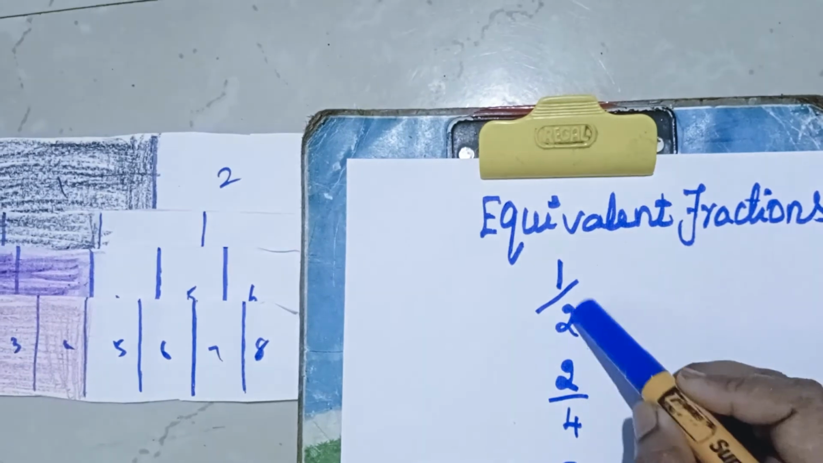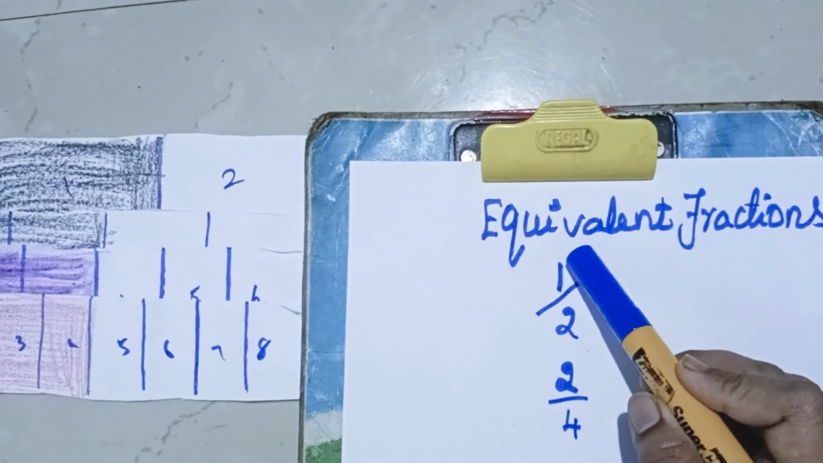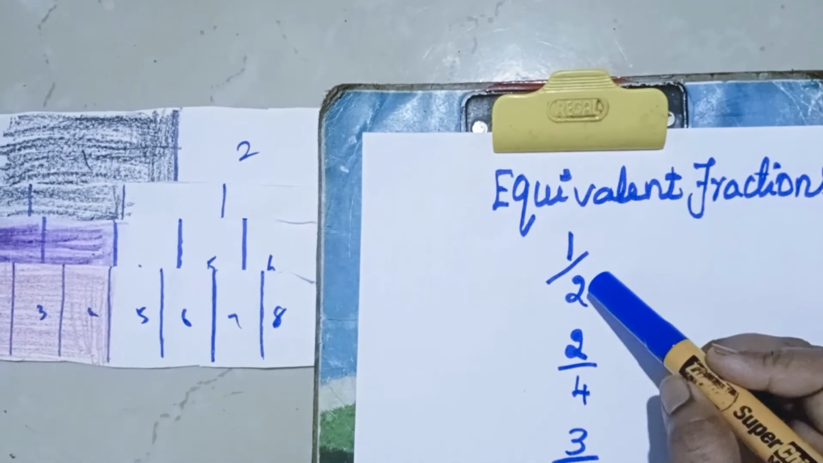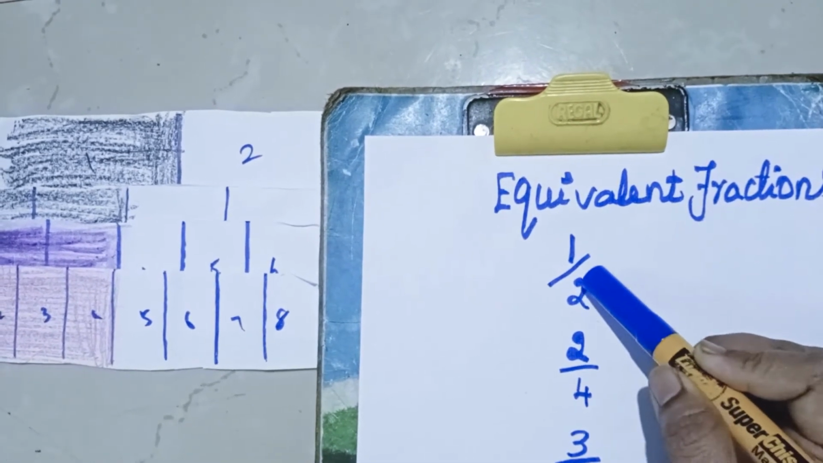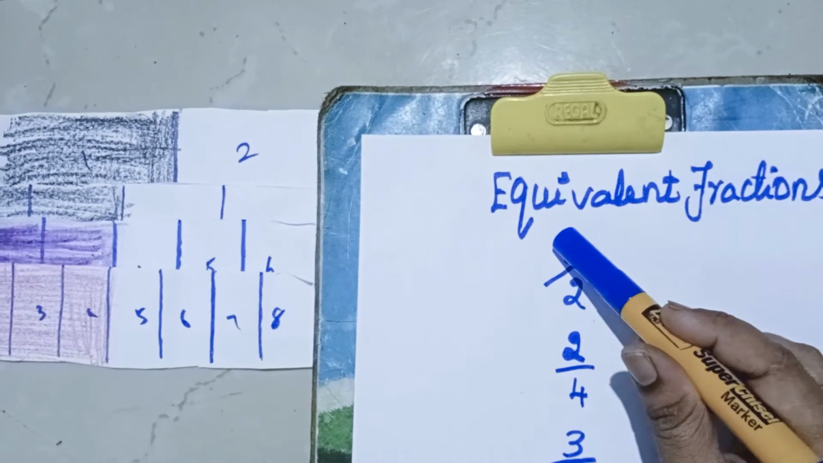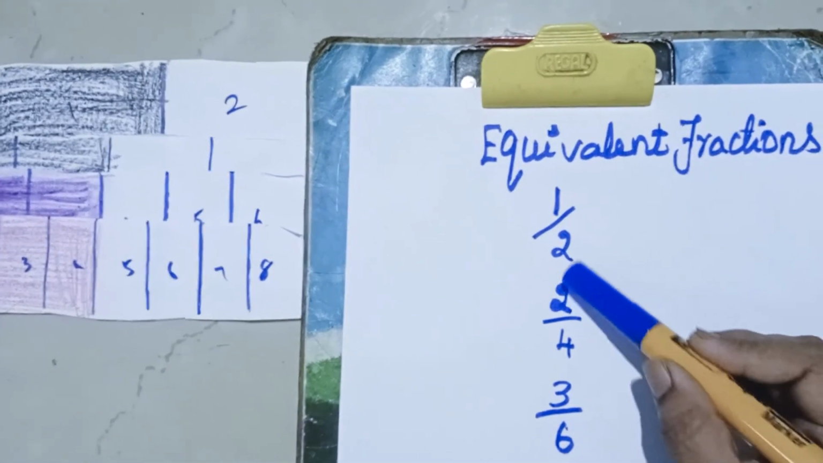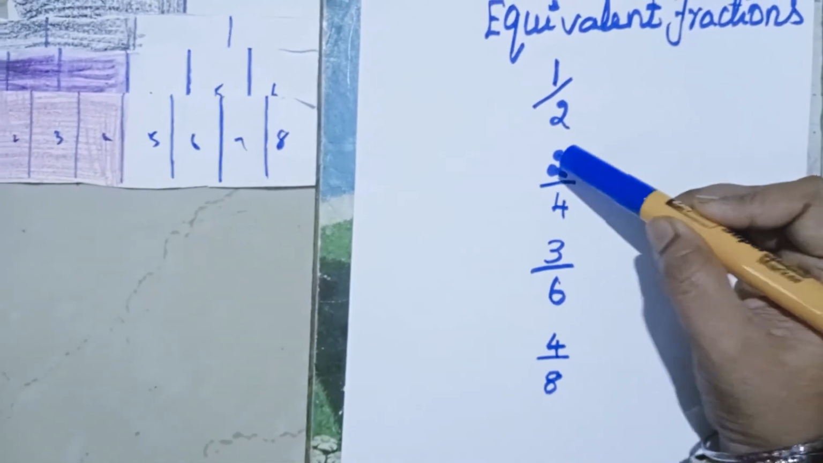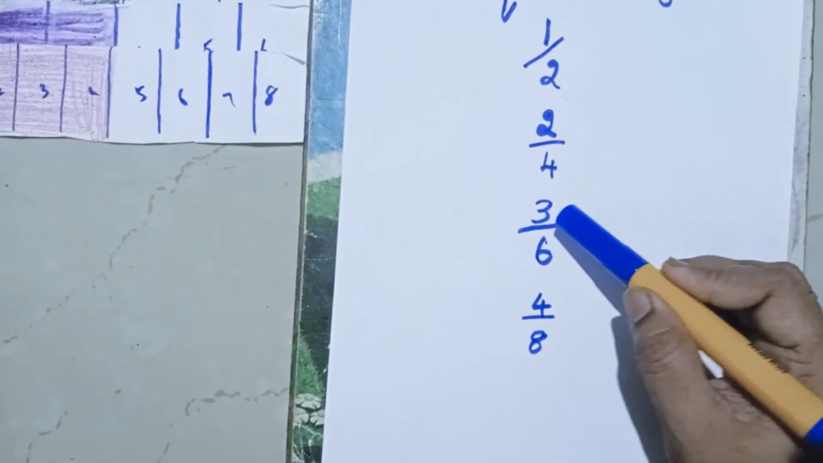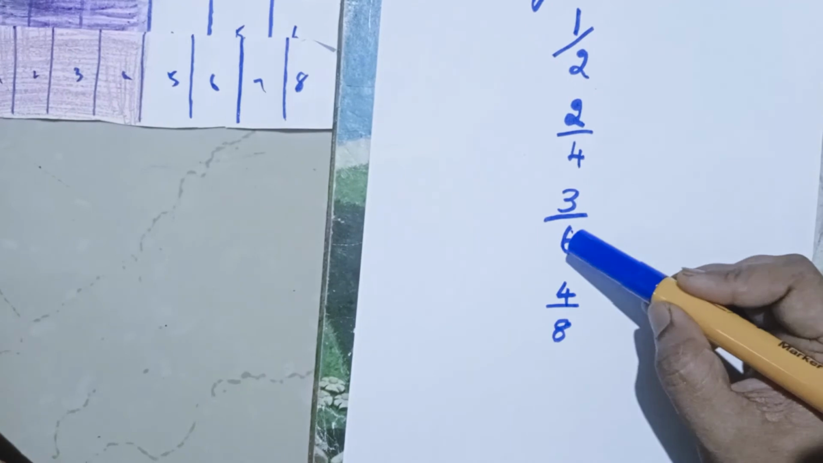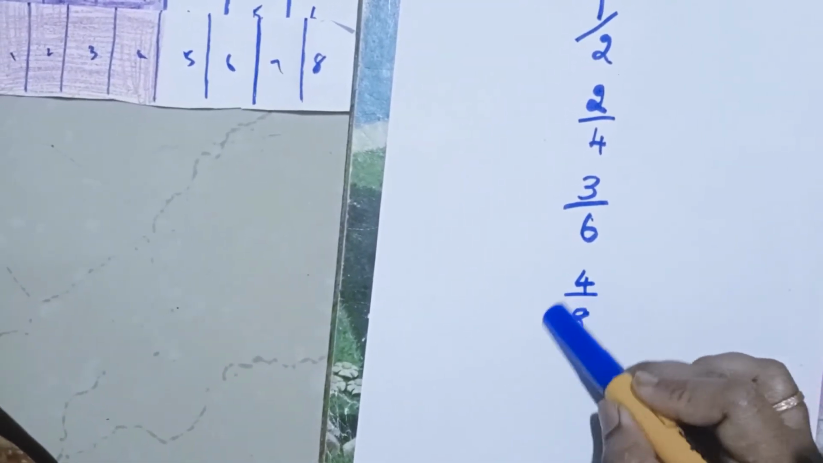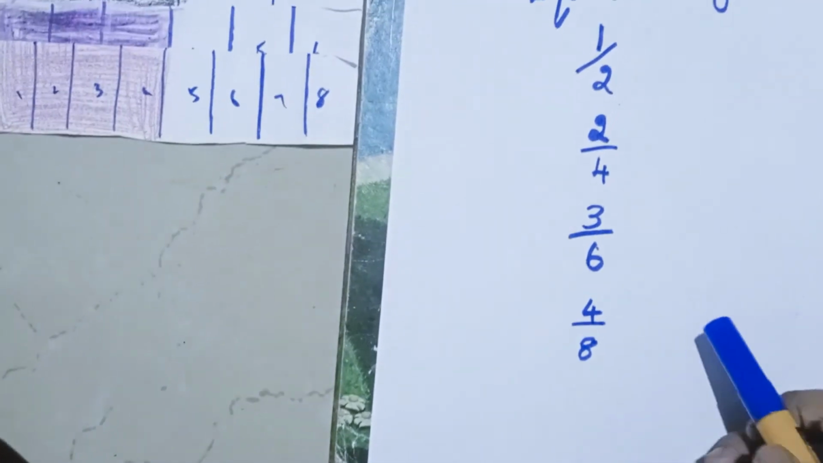The denominator is double the numerator. For example, the numerator is 1 here and the denominator is 2, which is double the numerator. In the same way, 2 is here and the denominator is 4, double the numerator. In the same way 3/6, that means 6 is double 3, and 4/8, 8 is double 4, like that.